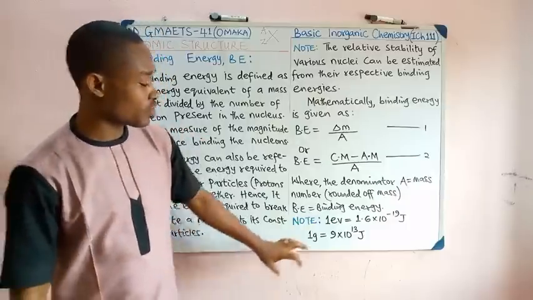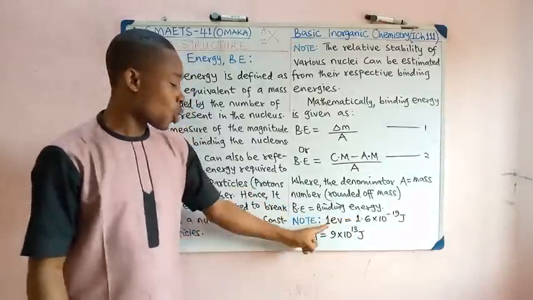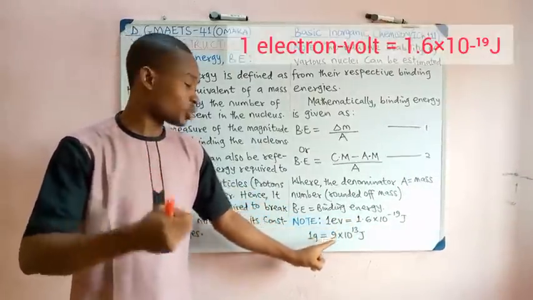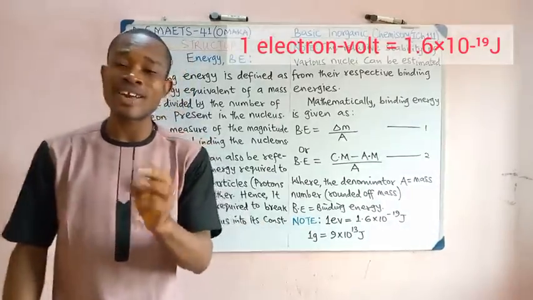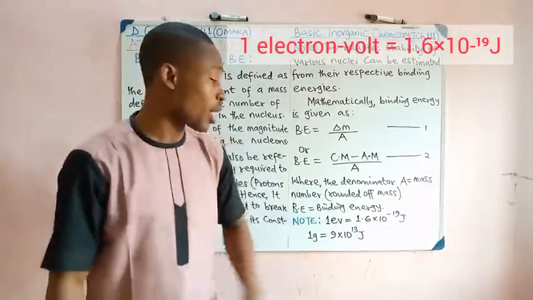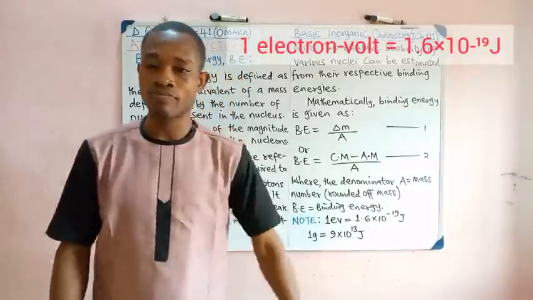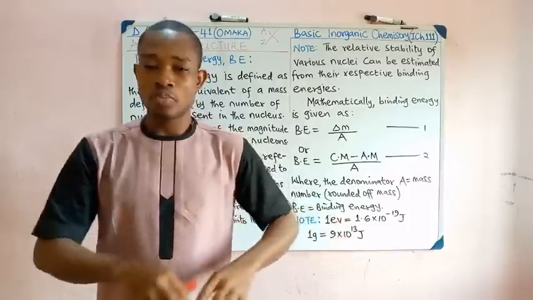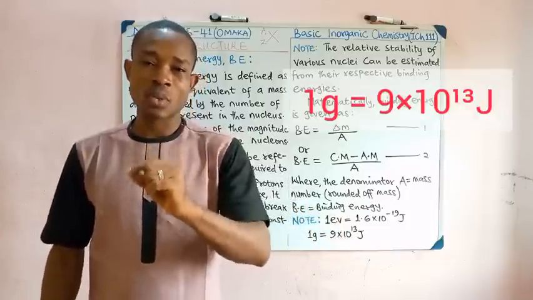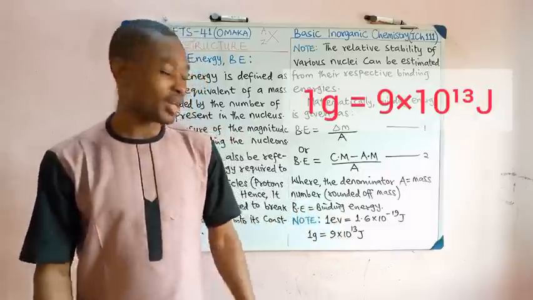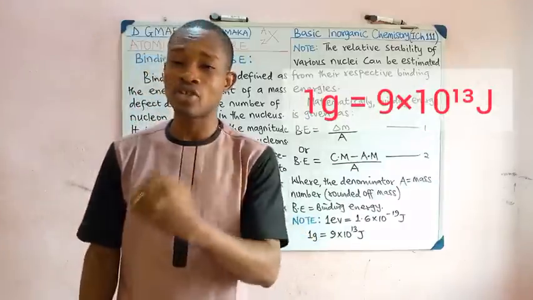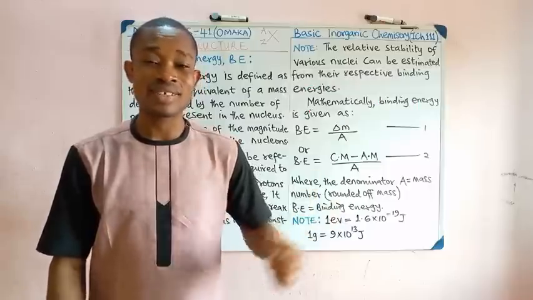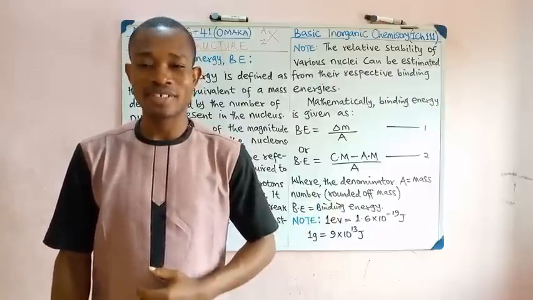There are certain conversion factors we want to be used to. 1 eV, this eV means electron volt. 1 electron volt is equivalent to an energy of 1.6 times 10 raised to the power minus 19 joules. Then when talking about mass conversion to energy, it's important for us to know that 1 gram is equivalent to a binding energy of 9 times 10 raised to the power 13 joules. In the next video, we're going to take a question to apply this formula of binding energy.